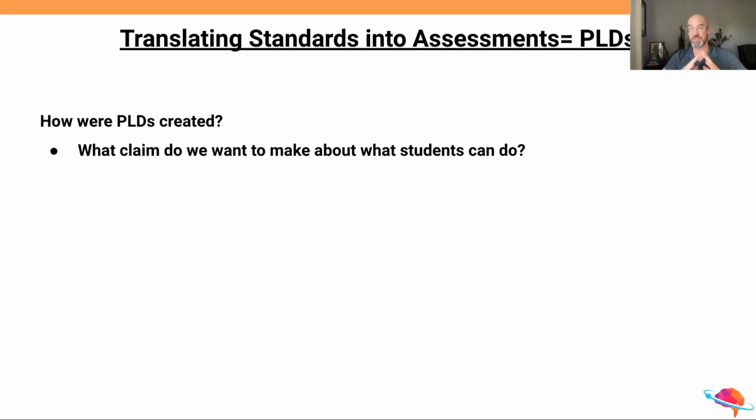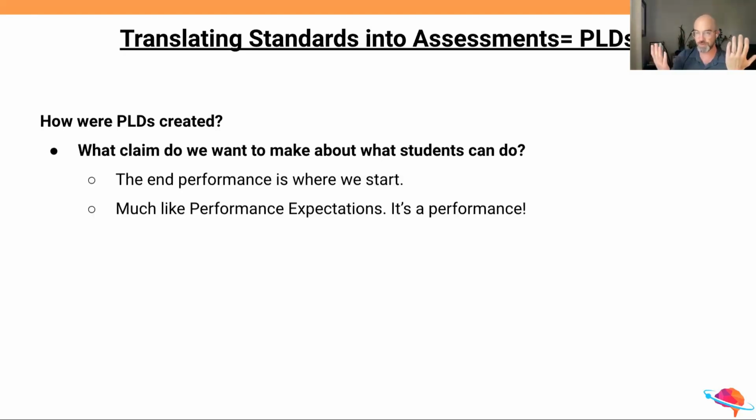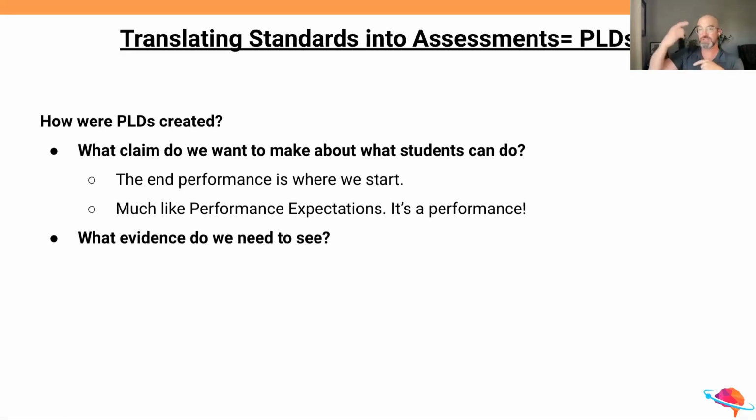So this is a very, very severe simplification of the process, but New York State started with the idea that we wanted to figure out a claim. What do we want to claim about what students can do? The end performance is where we start. So that performance, just like the performance expectations, it's performance. Like, what do I want them to do? What is the claim I want to make about that? And then in order to make that claim, what evidence do we need? And so what should we see students do?